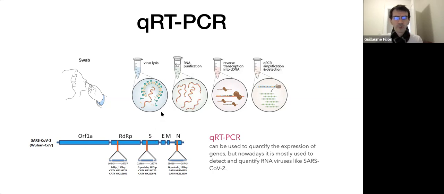There's one positive control, which is one of the housekeeping genes, like an RNA that's present in your nose. That's a human RNA, just to make sure that the reaction works. And then they're going to assay 2 amplicons, the S gene, remember that's the spike, and they will sometimes use the RdRp, the RNA-dependent RNA polymerase, which is something that only the virus has. We don't have it. Same as S, or the N gene. So qRT-PCR can be used to quantify the expression of genes, but nowadays it is mostly used to detect and quantify RNA viruses like SARS-CoV-2, of course.